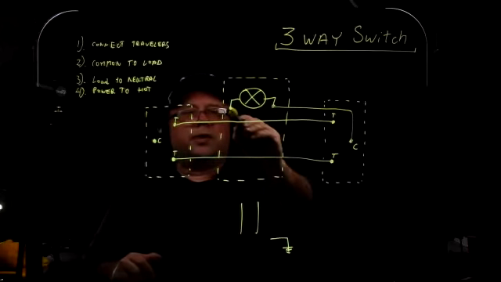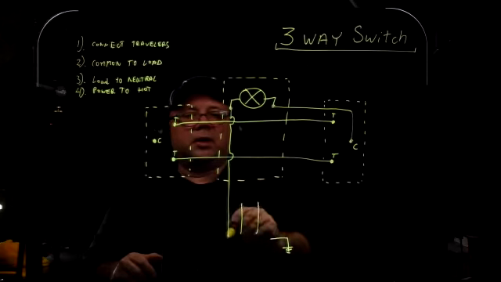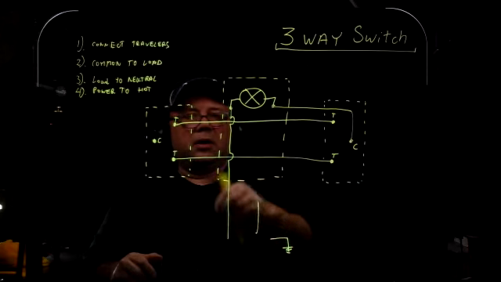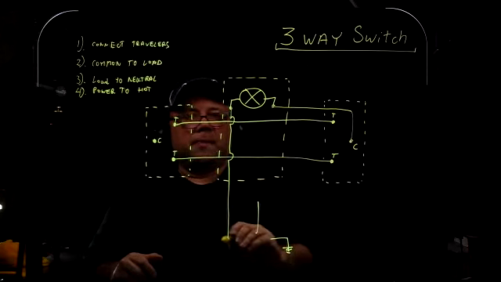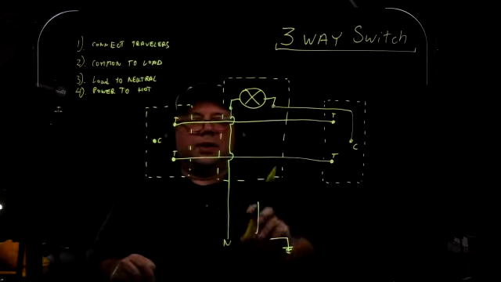So we can just go and make a little loop here. And that is going to be our neutral wire. Right. All we have to do now is connect this hot wire.